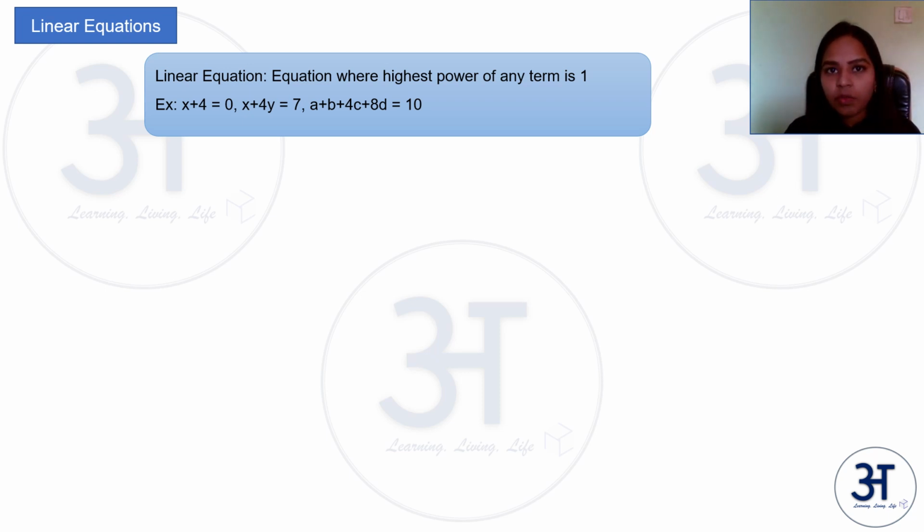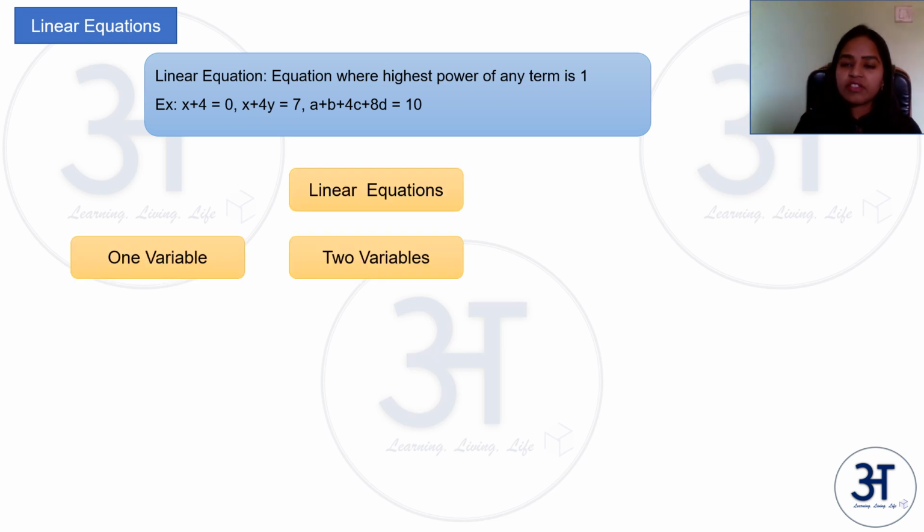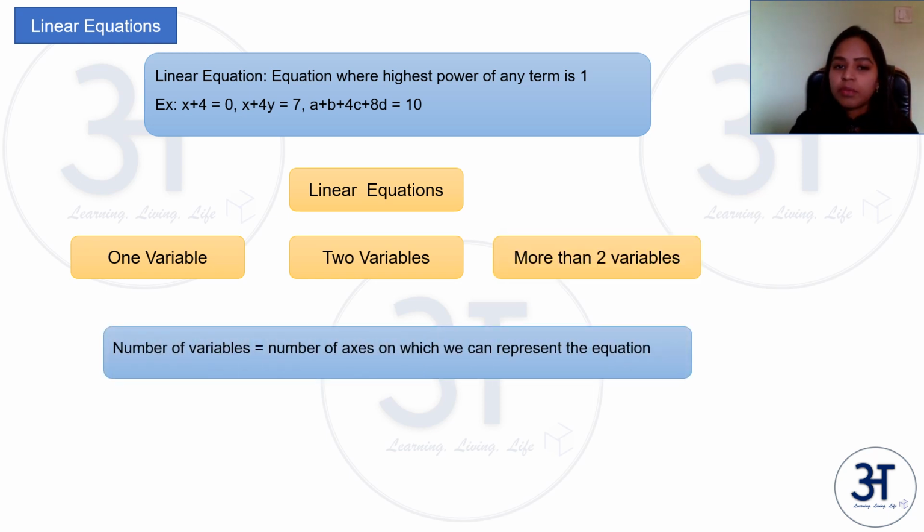Say it can be x plus 4, or x plus 4y, or a plus b plus 4c plus 8d equal to 10. All these are different linear equations. So linear equations can be with one variable, two variables, or more than two variables. The number of variables is equal to the number of axes on which we can represent this equation. Definitely, as far as we know, only three axes is what we can draw as of now, x, y, and z, and hence we can represent only linear equations of up to three variables on a graph.